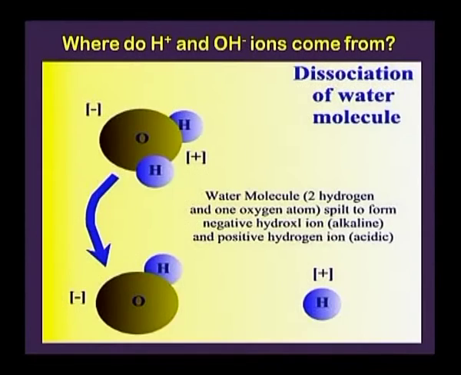So where do hydrogen and hydroxyl ions come from? Hydrogen and hydroxyl ions come from the dissociation of water molecules. Water molecules, that are two hydrogen and one oxygen atoms, split to form negative hydroxyl ions that are alkaline and the positive hydrogen ions that are acidic in nature.